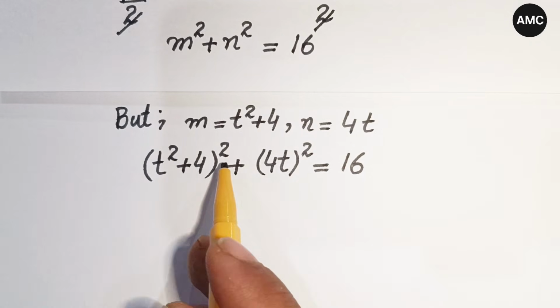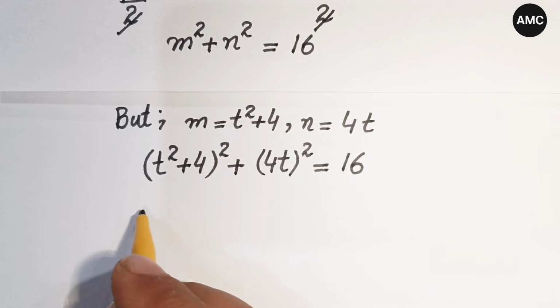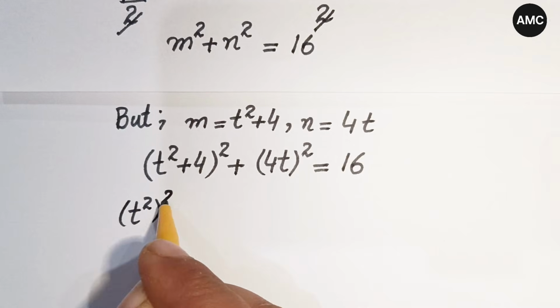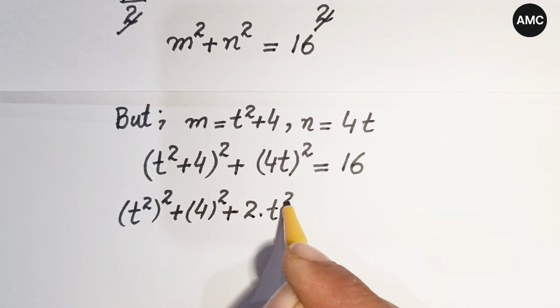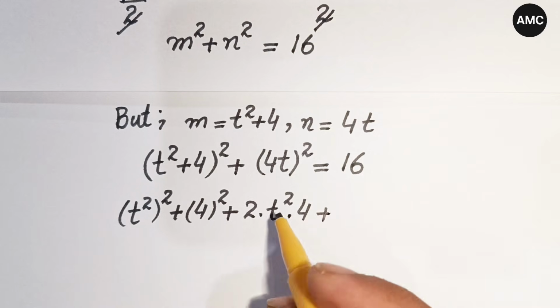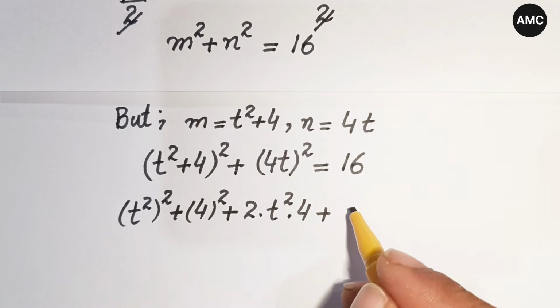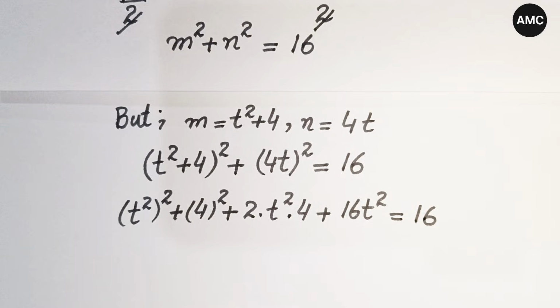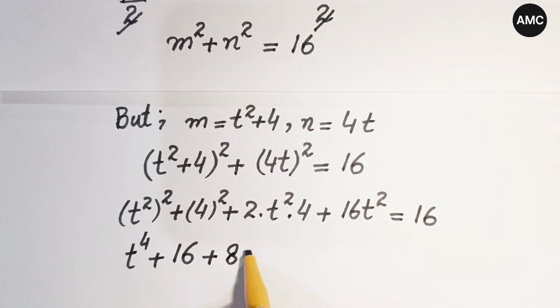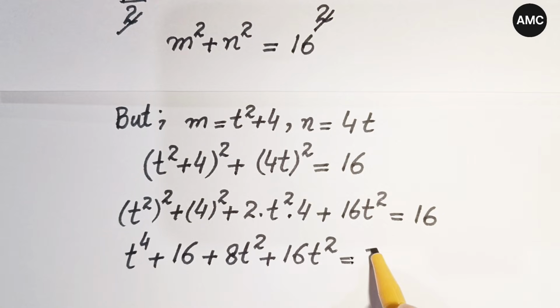Now (t squared plus 4) whole squared. We are going to use again (a plus b) whole squared. So it will be (t squared) whole squared plus 4 squared plus 2 times t squared times 4. Here we have t squared squared, which is t to the power 4, plus 4 squared is 16, plus 2 times 4 is 8t squared, plus 16.